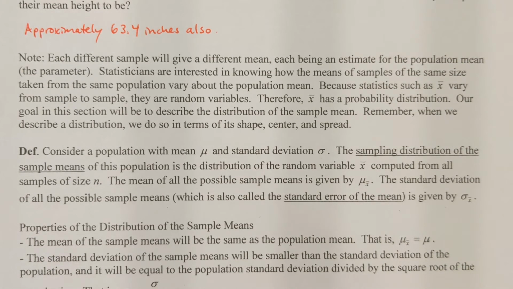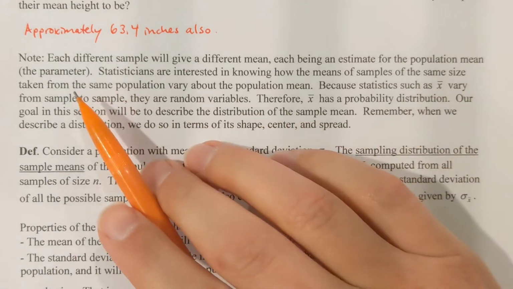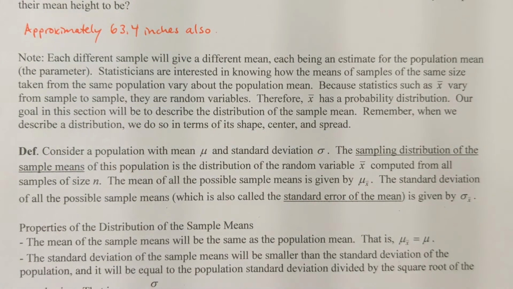So each of these means is going to be an estimate of the population mean, which is the parameter. And again, that's the thing I don't know. But I'd like to have an idea of what the parameter is. I'd like to have an idea of what the average height of all adult females in the United States would be. Statisticians are interested in knowing how the means of samples of a certain size taken from the same population vary about the population mean.